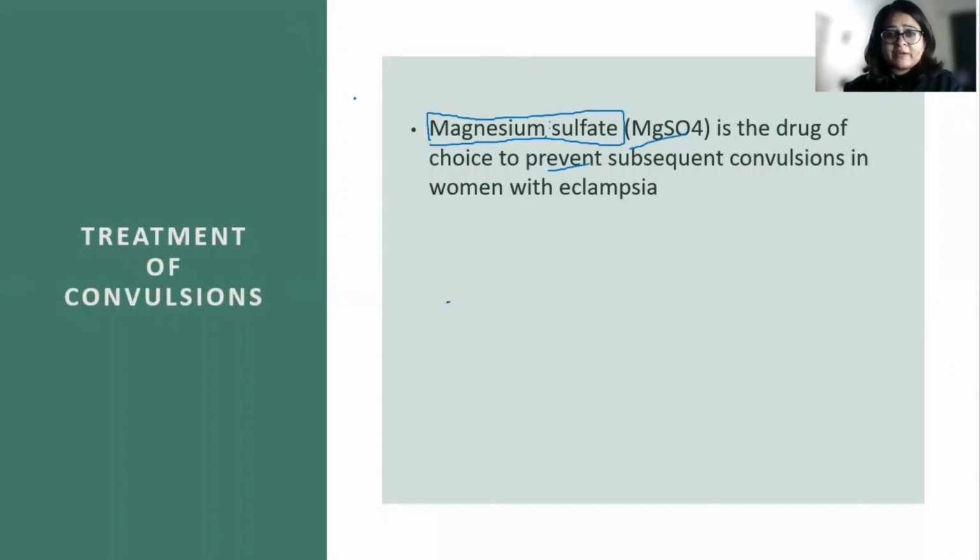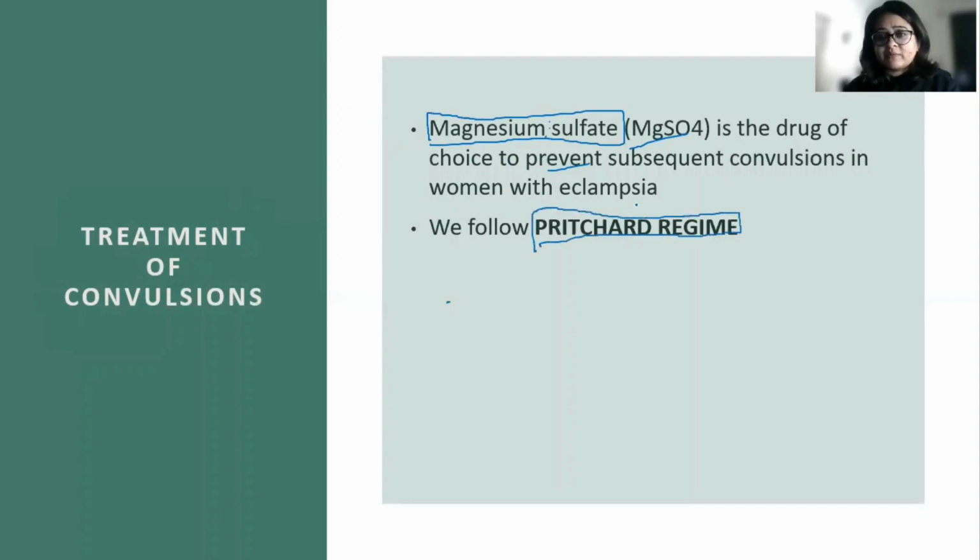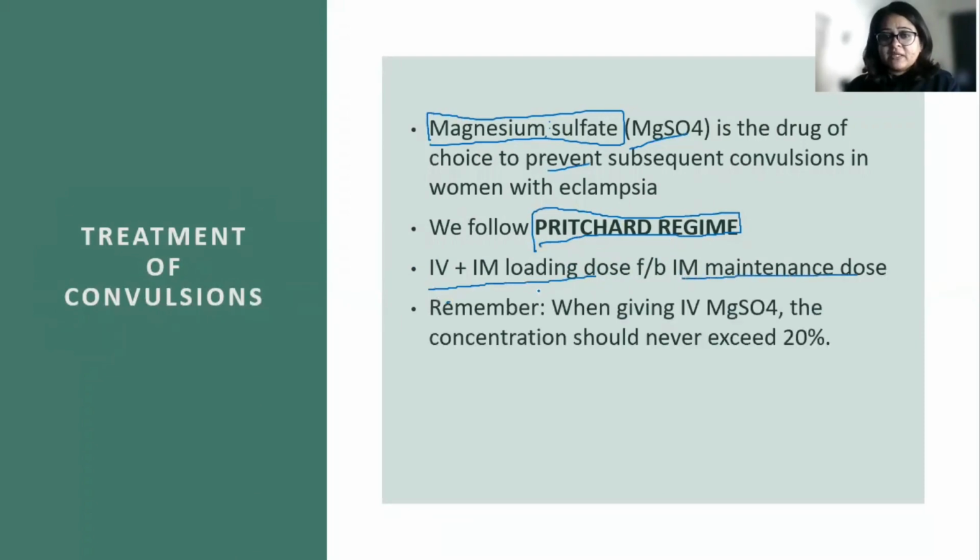You should not be sitting and calculating how many ampules to give once the patient comes. So once the patient comes, I said one team member takes history, one team member assesses her situation, does the steps I mentioned earlier. One team member prepares the magnesium sulfate. So all this should be done going on together. Okay. So what do we follow? We follow the Pritchard's regime, although for a few patients, the Zuspan regime also has been given. So I will be describing both. Okay. So the Pritchard's regime basically says we give an IV and IM loading dose followed by intramuscular maintenance dose.